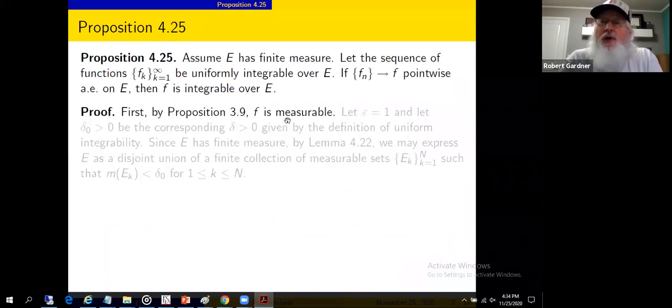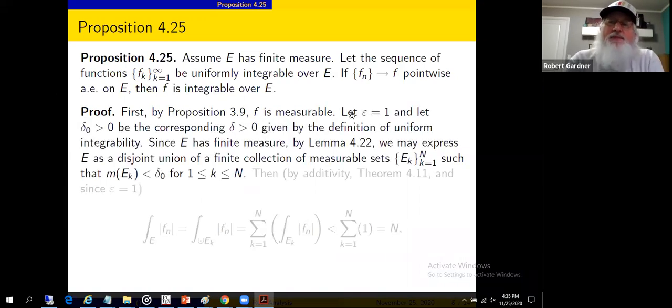All right, first off, f sub n approaches f pointwise almost everywhere. f is measurable. I guess that's always looming in the background, but a pointwise limit of measurable functions is measurable. So we've got f measurable. The question is, is it integrable? All right, we'll take epsilon to be 1.